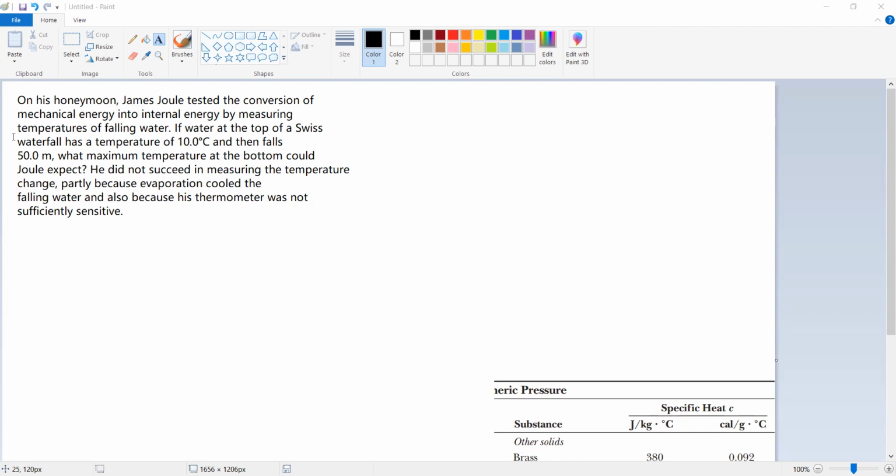He did not succeed in measuring the temperature change, partly because evaporation cooled the falling water and also because the thermometer was not sufficiently sensitive.